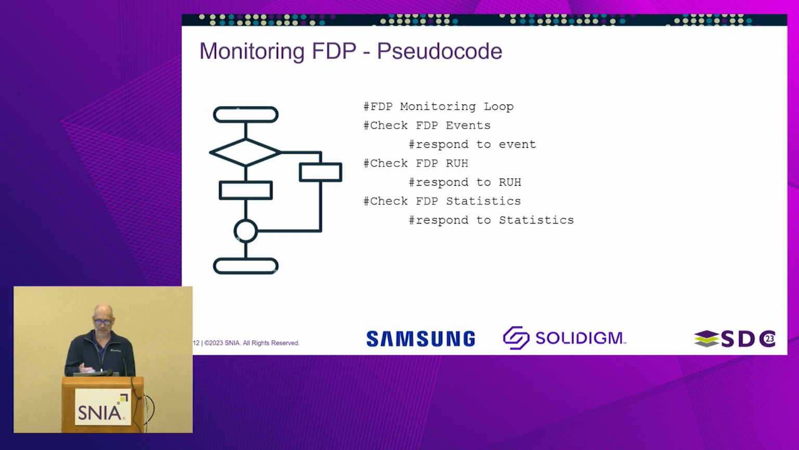I probably left that off here: set up the namespace. But essentially, once it's running, you do the writes, and Mike's going to go into detail on exactly how the writes work. You add the parameter of the reclaim unit handle or the placement ID to the write operation. And then pretty much from there, you just check for events. If you have an FDP event, you handle it, you respond to it. You check for reclaim unit handles to see if there's anything going on there.